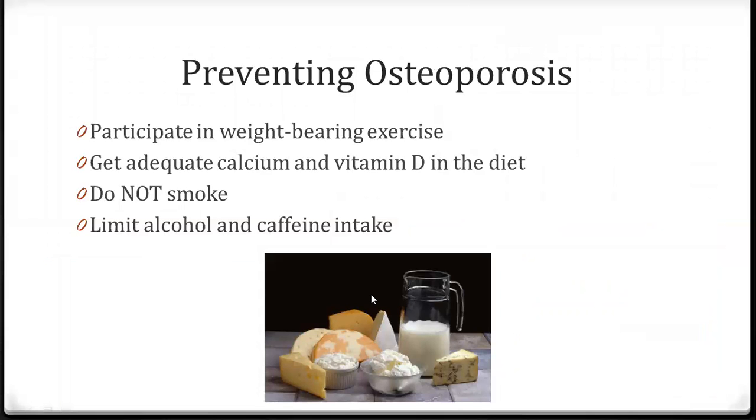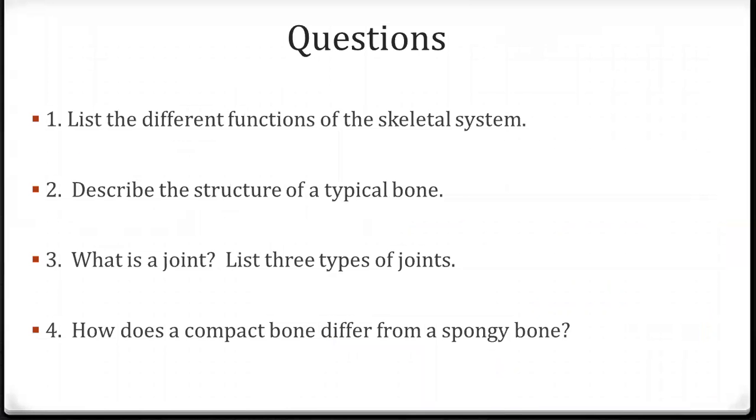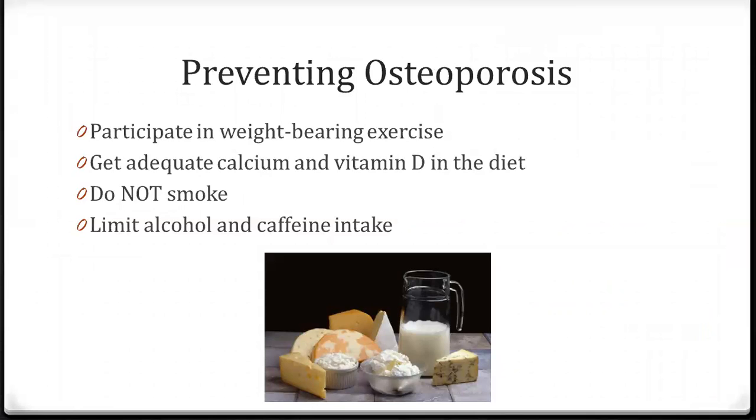Okay, preventing osteoporosis: participate in weight-bearing exercise, get adequate calcium and vitamin D in your diet, don't smoke, limit alcohol and caffeine intake. Okay, so that is the skeletal part of this unit, and then tomorrow we'll talk about muscular. Have a good one.